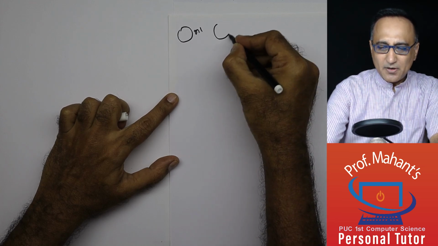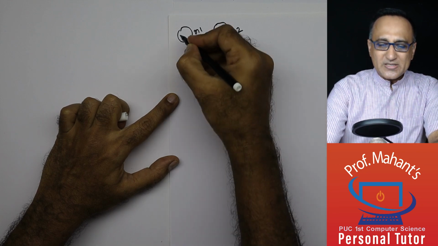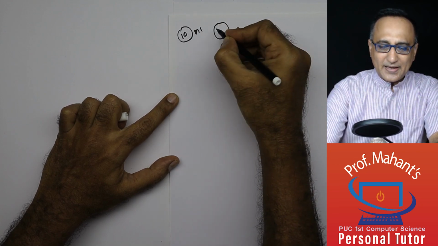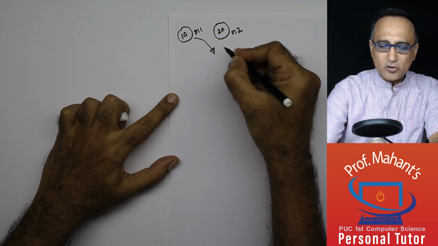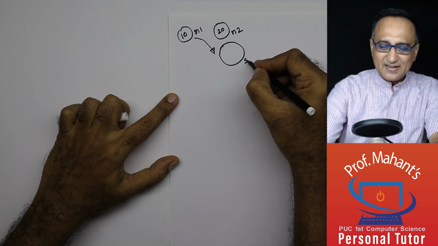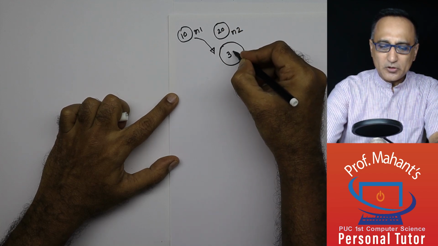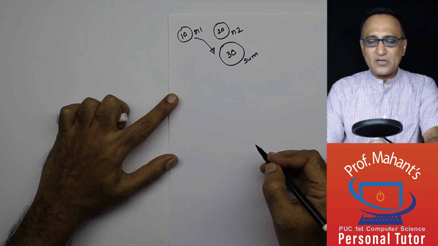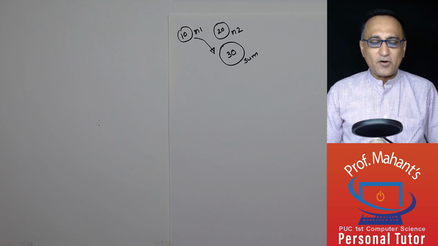Think of the second memory location as n2. So let us say I read a number 10, and I read a number 20 here. And then in order to find the sum, I can take a third variable, add n1 and n2 and put the result here. So what are the steps I followed to do this particular calculation?